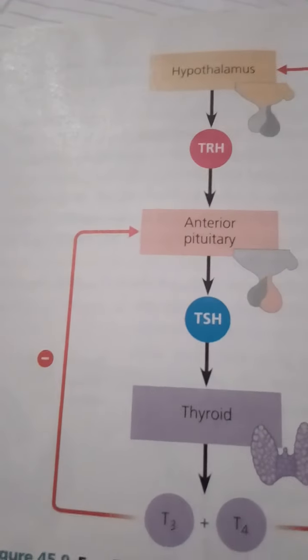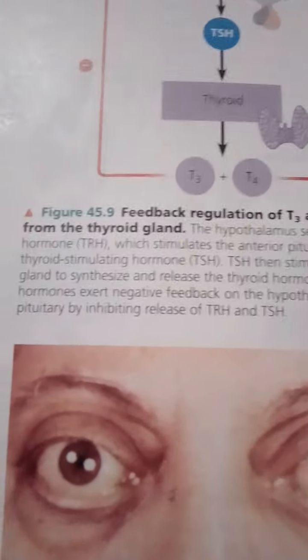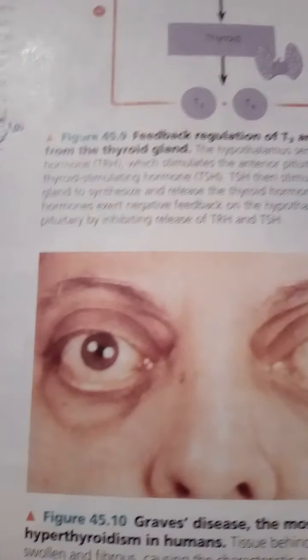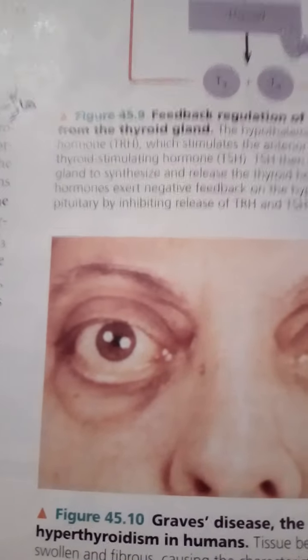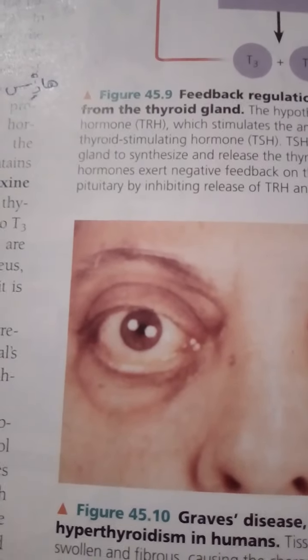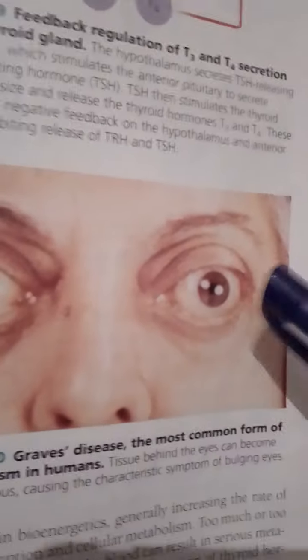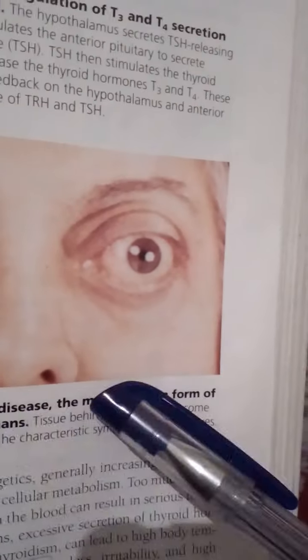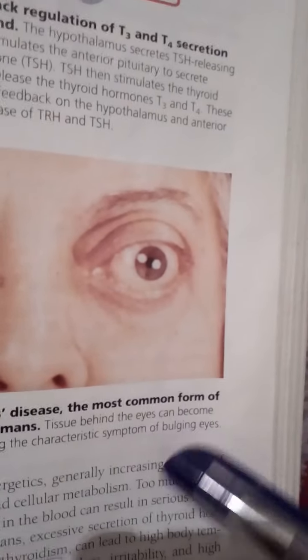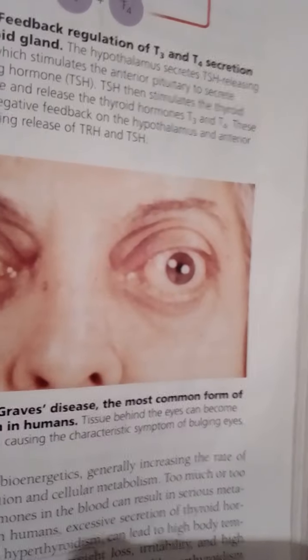The thyroid gland also has important homeostatic functions in adult mammals. For instance, thyroid hormones help maintain normal blood pressure, heart rate, muscle tone, digestion, and reproductive functions throughout the body. T3 and T4 are important in bioenergetics, generally increasing the rate of oxygen consumption and cellular metabolism. Too much or too little of these hormones in the blood can result in serious metabolic disorders.